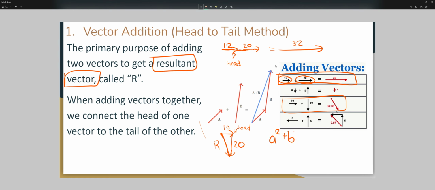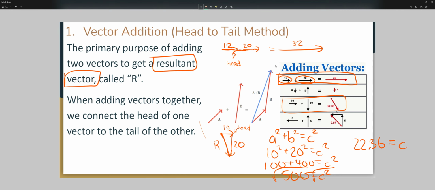The same thing we've been doing the entire time. We're going to do a squared plus b squared is equal to c squared. a and b can be any side, it can be 10 or 20. I'm just going to do 10 squared plus 20 squared is equal to c squared. So that's 100 plus 400 is c squared. That gives you 500 equals c squared. Then square rooting both sides gets you 22.36, whatever the unit. And then you get R there. So this is your answer. This is how you would solve for your resultant vector. The result of adding two vectors is called the resultant vector.